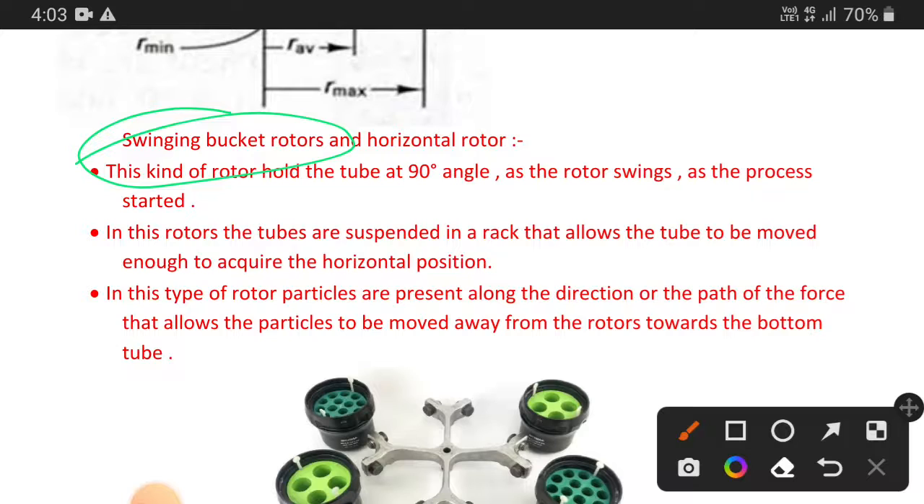So in case of swinging bucket rotor, the tube acquires a 90-degree angle or becomes horizontal during the rotation. That is why here tubes are suspended in a rack so that they can move enough and acquire the horizontal position. Okay, now in this type of rotor, particles are present along the direction of the path that forces those particles to move down to the bottom of the tube.